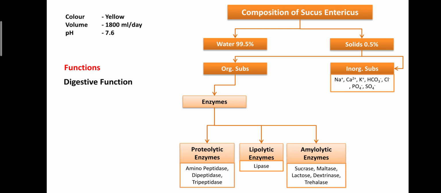Then amylolytic enzymes like sucrase, maltase, lactase, dextrinase and trehalase. These enzymes are involved in the digestion of carbohydrates. For example, sucrase is involved in the digestion of sucrose, and maltase in the digestion of maltose.